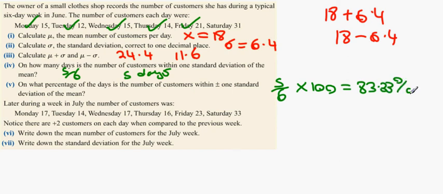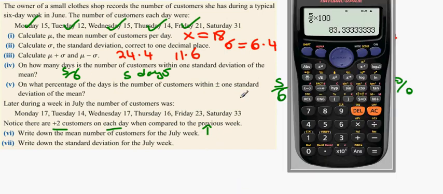Now, later during the week in July, the customer numbers were 17, 14, 17, 16, 23, 33. Notice that there are 2 more customers each day compared to the previous week. Write down the mean number of customers for the July week. I'm expecting the mean to go up by 2, so I'm predicting a mean of 20 for this one.